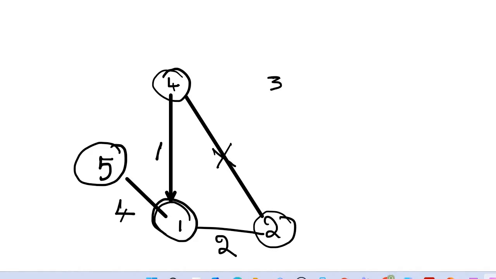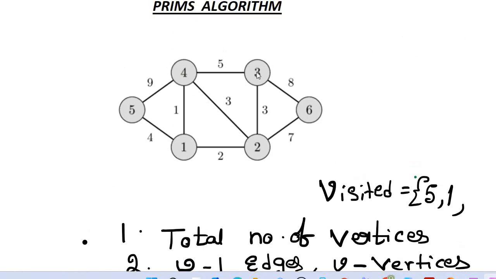Let us take 3. So 2 to 3. What is the cost? 3. And now let us see, 3 is sorted. Now 2 is visited. Now 2 will become visited. We have to repeat this until I visit all the vertices.